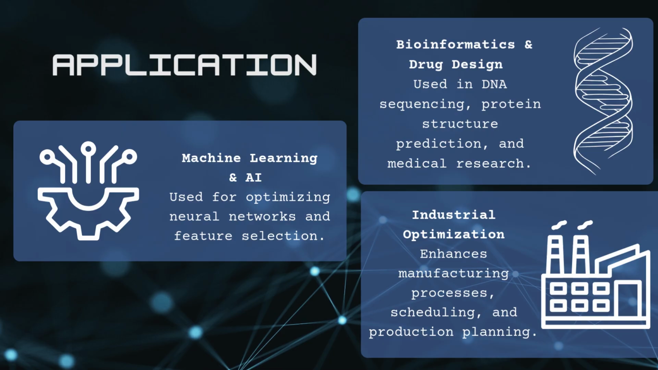So for the application of a genetic algorithm, first is bioinformatics and drug design, used in sequencing, protein structure prediction, and medical research. Next is machine learning and AI, used for optimizing neural networks and feature selection. Last is industrial optimization, which enhances manufacturing processes, scheduling, and production planning.